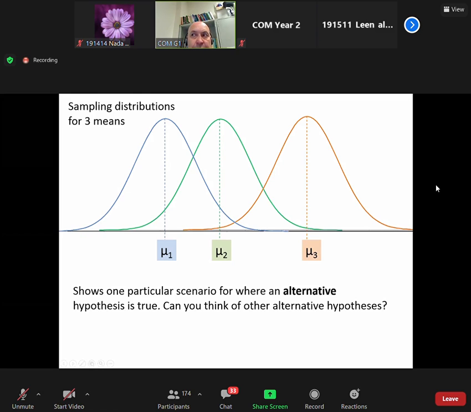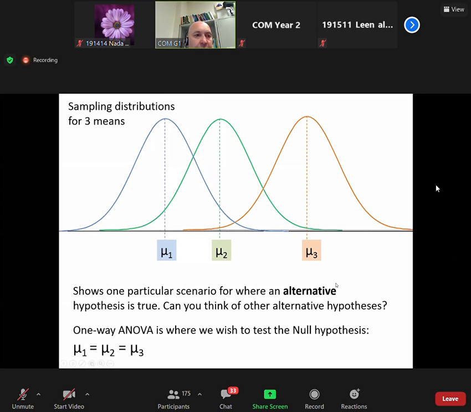Okay, someone has written that there is no difference between the means. This is the correct answer. It's when these three means are exactly the same. That is the null hypothesis. And there is only one null hypothesis, okay? So mu1 is equal to mu2 is equal to mu3.